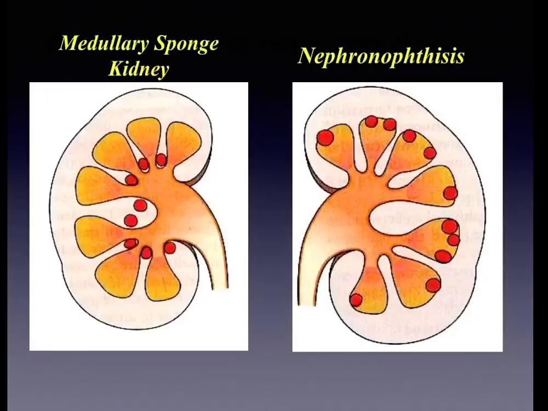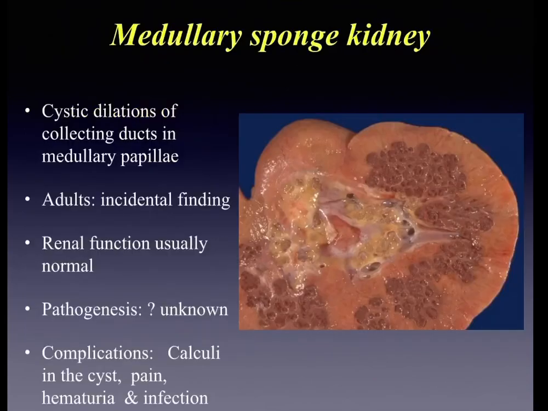So now, coming on to the medullary cystic diseases. It has two entities. One is the medullary sponge kidney and the other is the medullary cystic disease complex, which is nothing but nephronophthisis. Coming to the medullary sponge kidney, it shows cystic dilatation of the collecting ducts in the medullary papillae. So the location of the cysts here is in the medullary papillae.